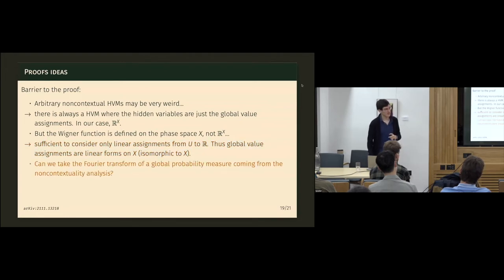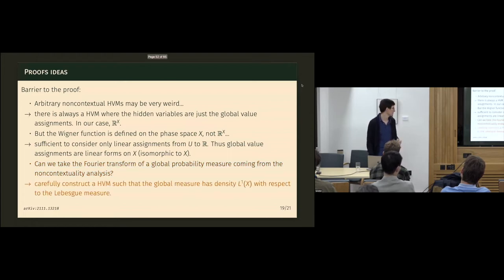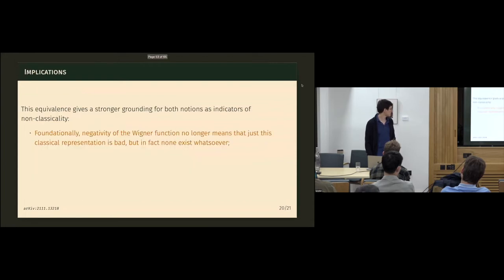Then the idea for the proof was to take the Fourier transform at some point, but you need to make sure that you can take the Fourier transform. So we managed to prove some results on the empirical models that allow us to define a good HVM so that we can take the Fourier transform. Basically, we show that it has a good density in the measure-theoretic approach to take the Fourier transform.